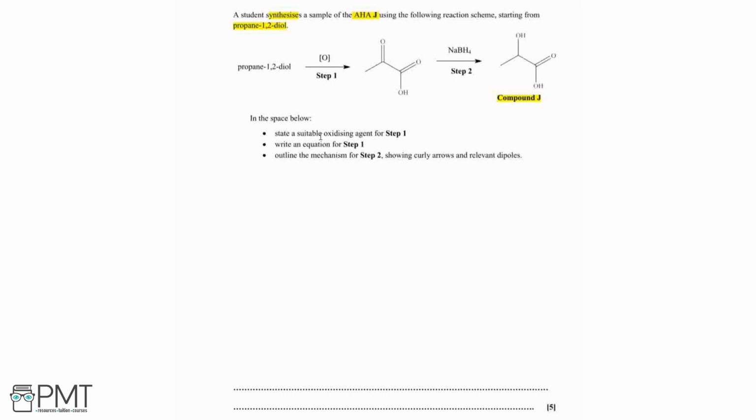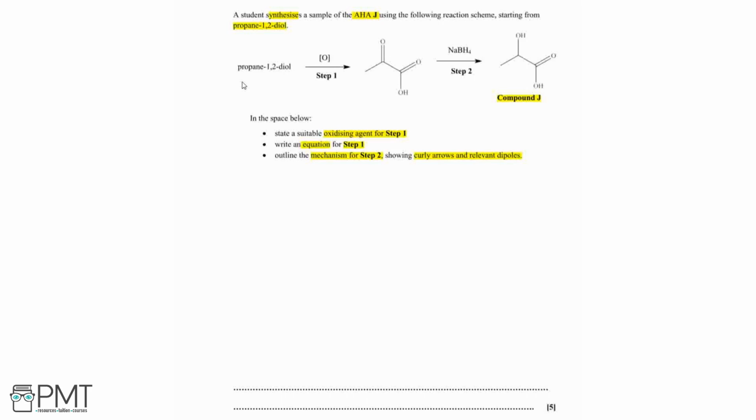And for this question, we need to state a suitable oxidizing agent for step 1. We need to write an equation for step 1, and we need to outline the mechanism for step 2, making sure that we show our curly arrows and any relevant dipoles in the mechanism.